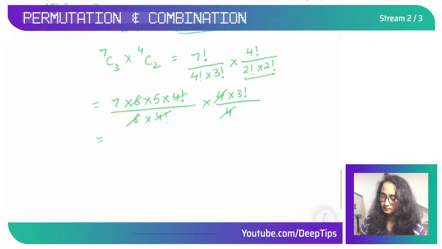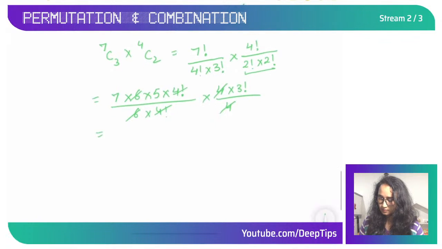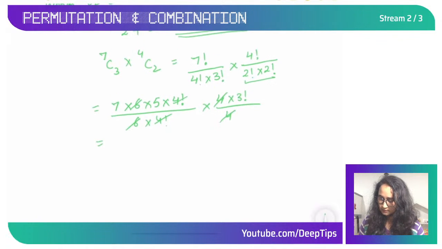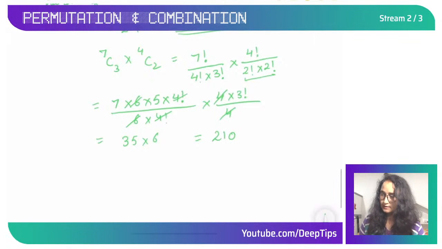So, am I missing something? Okay, 7, 3, 4. 7 into 6 into 5 into 4 factorial. Okay, 7 5s are 35. Yeah, it's correct. 35, and then 3 factorial is 6. So 6 5s are 30, and 6 3s are 18, and 210. So now this is 210 combinations.